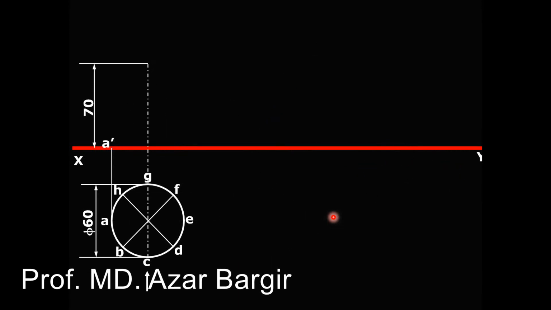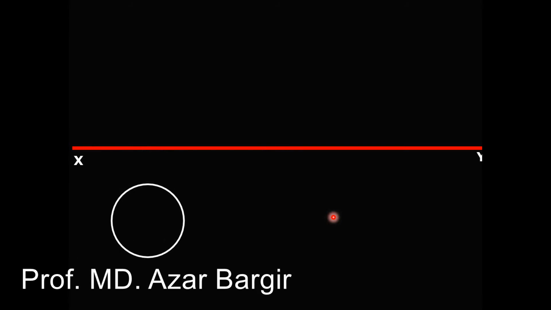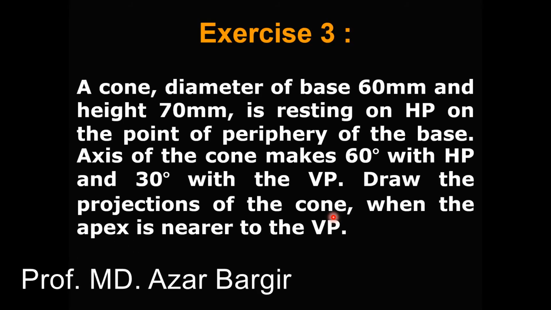I will start that. First we will read the statement and then go for the answer. So in this third problem, a cone of base diameter 60 mm and height 70 mm is given. So cone diameter is 60 mm, it's a base, and height is 70 mm. The apex point at 70 mm is resting on HP, on a point of the periphery of the base.